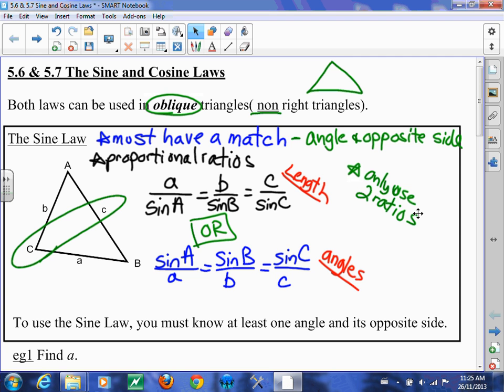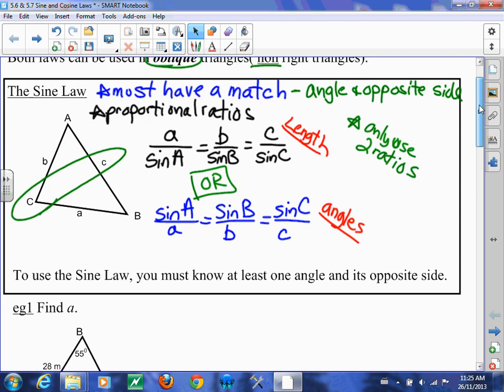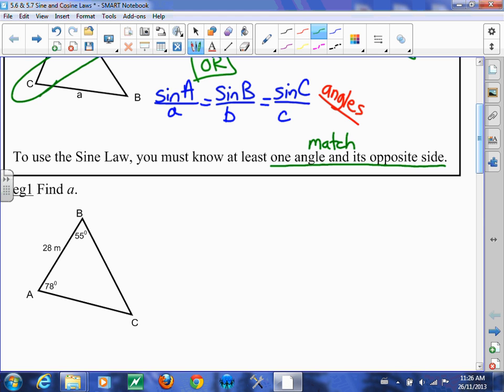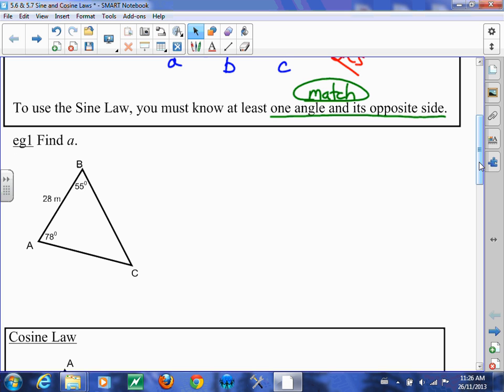All right, let's try actually one example of sine law. Just remember, to use the sine law, you must know one angle and its opposite side, and that's what we call the match that I explained earlier. All right, ladies and gentlemen, let's look at example 1. It says to find A. Now, A is lowercase, so that's side A.